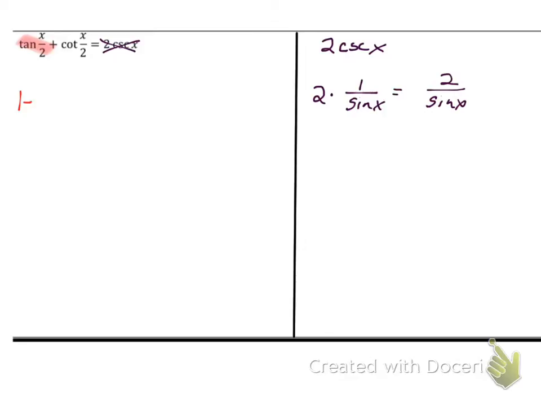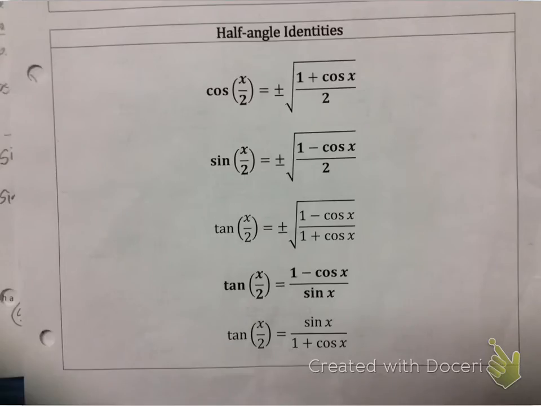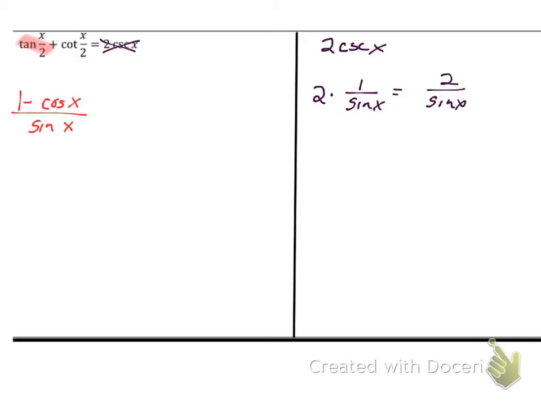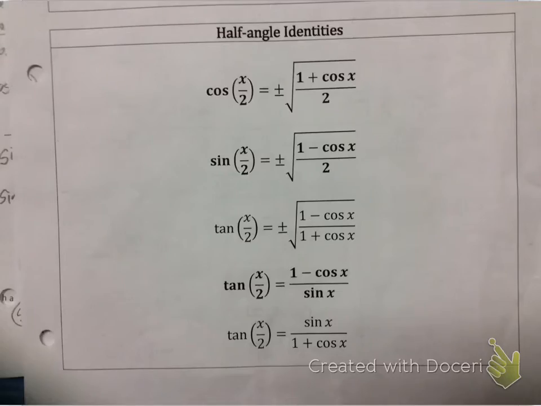1 minus cosine x over sine x. Yes? What happens to the x over 2? That's what that means. This is equal. We proved it when you weren't here, on that video or in the notes, because we didn't have a video that day. We actually proved that this is equal, we didn't prove this one. That one is on that.